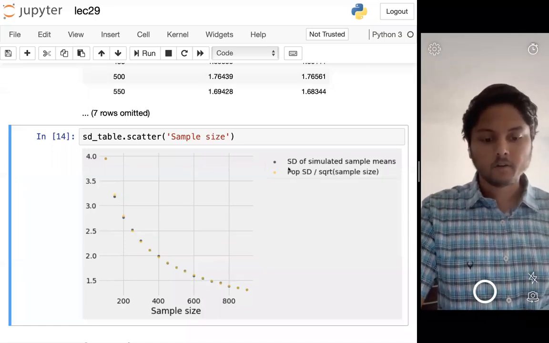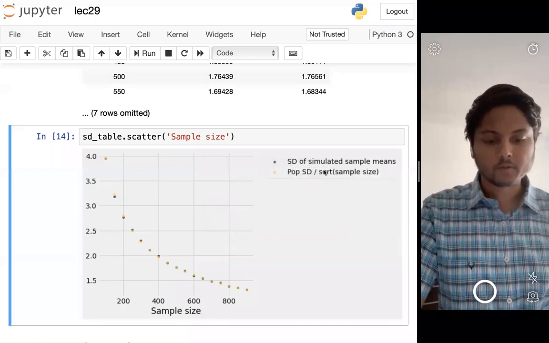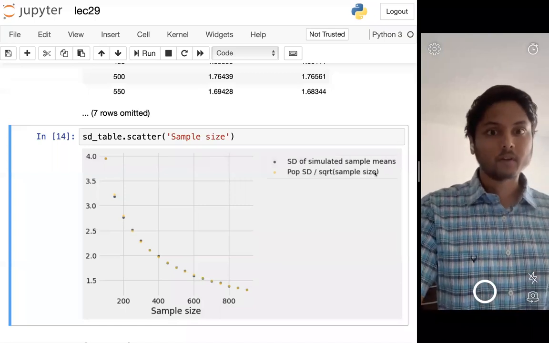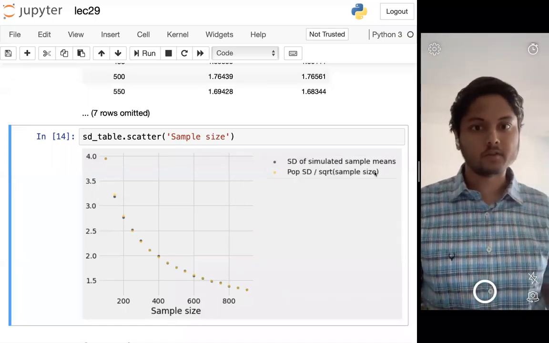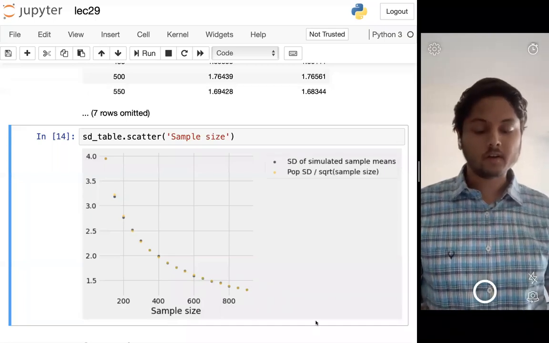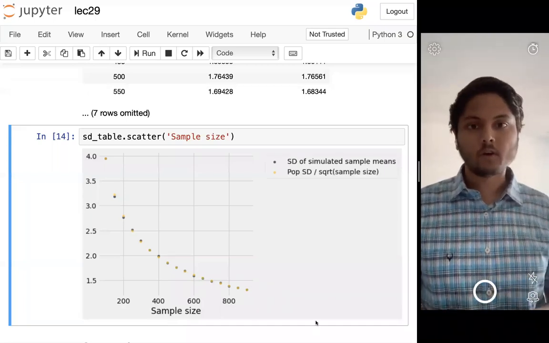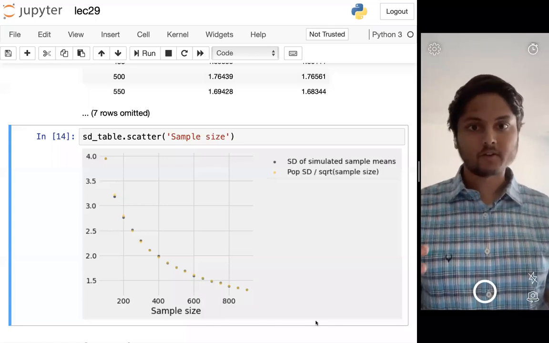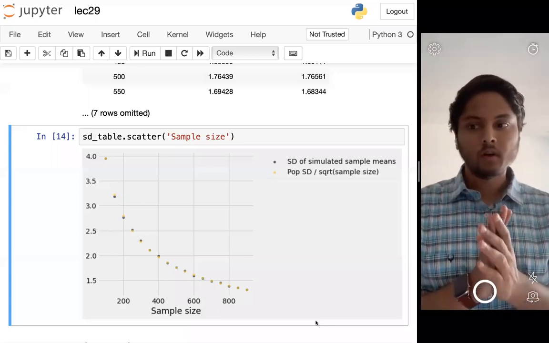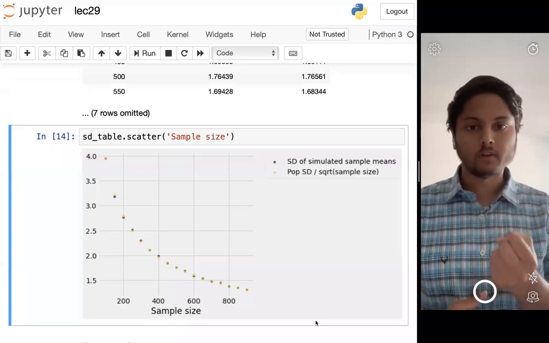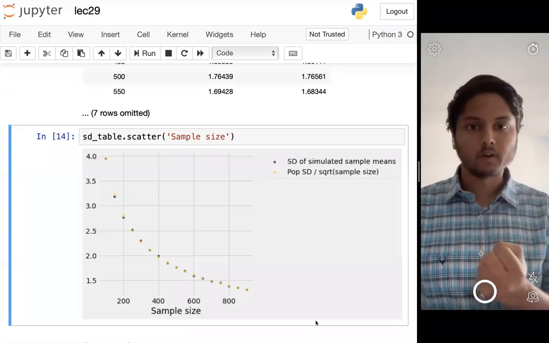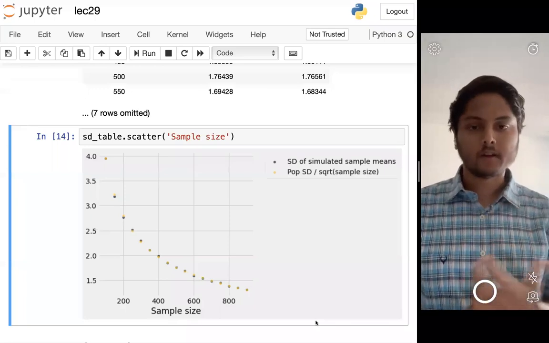So the formula is population SD divided by square root of sample size. As your sample size becomes really, really large, if you take a number and divide by something really, really large, it just gets closer and closer to 0. So this standard deviation actually goes down to 0. If you had infinite data, you'd be able to estimate the population mean perfectly. Your sample average would be essentially perfect. There would be no variability at all. You would just get the actual value. That's one way to interpret that.